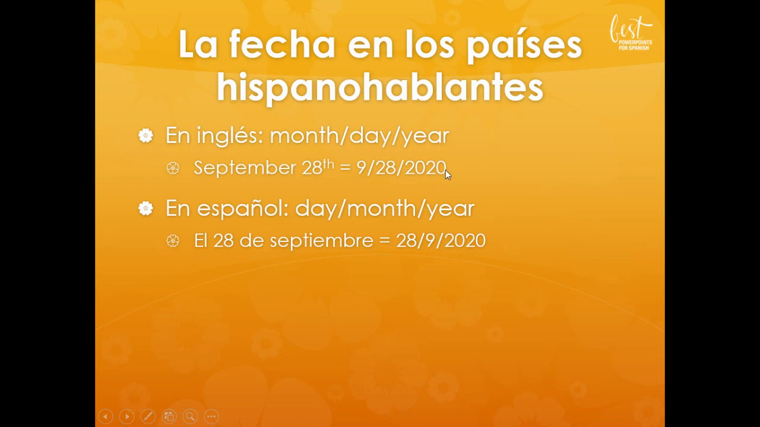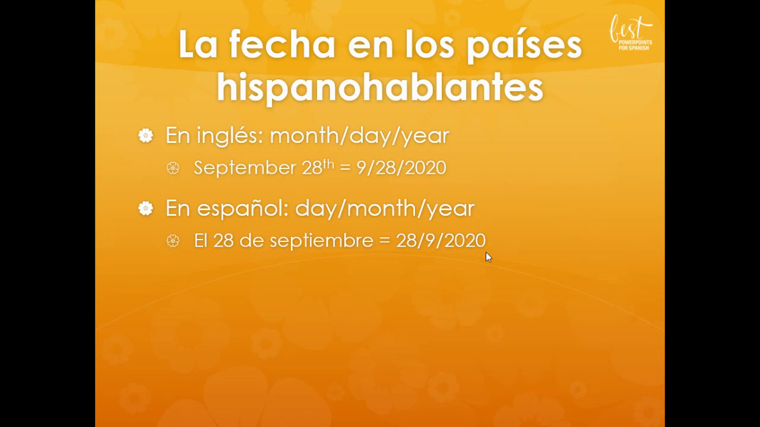Pero en español, el día va primero. So the day goes first, followed by the month, and then the year. So September 28th, or el 28 de septiembre, becomes 28/9/2020. You don't have to worry about saying the year right now. We're not up to numbers that big. But just remember, whenever you're writing it, the day comes first.